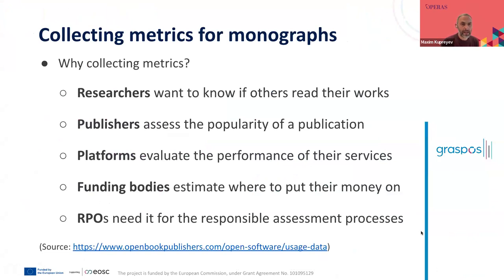So depending on the type of audience, we can single out the following needs. We can say that researchers would like to know if others read their works. This is our researchers' ego, and I myself am also very curious how many times my book has been downloaded or read. Publishers need to assess the popularity of the publications they produce. Platforms where the books are distributed need to evaluate the performance of their services. There are also funding bodies in this game. They can estimate where to put their money.